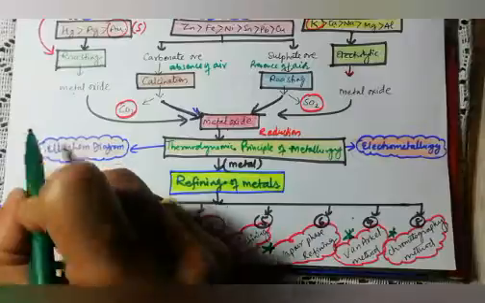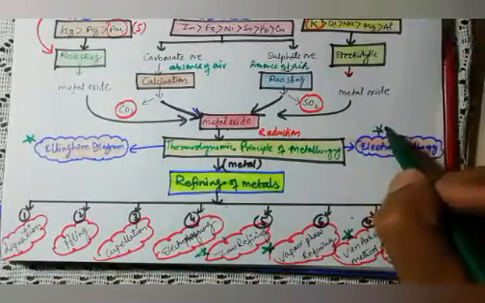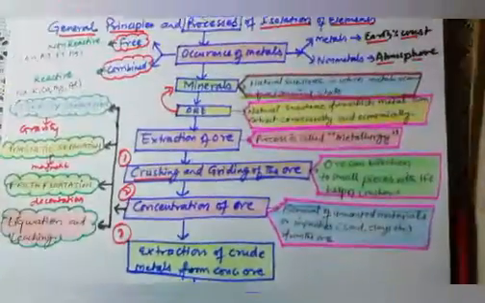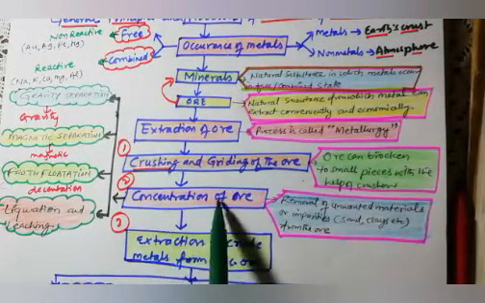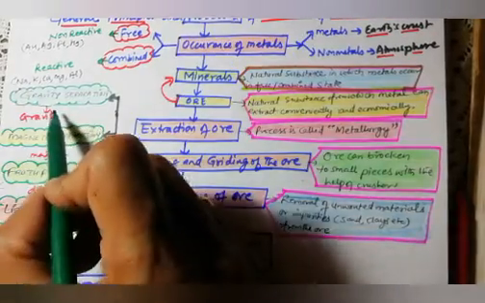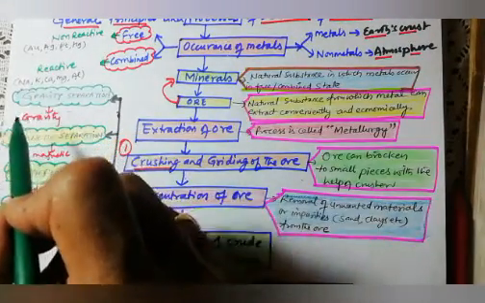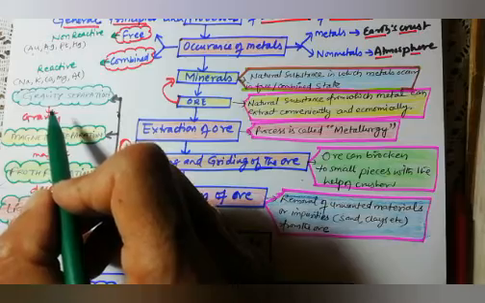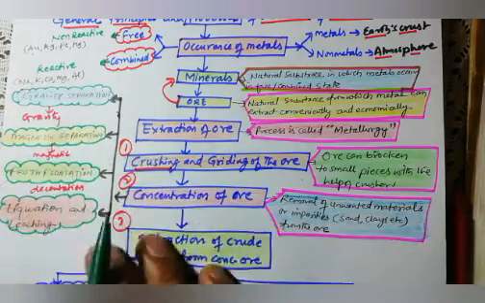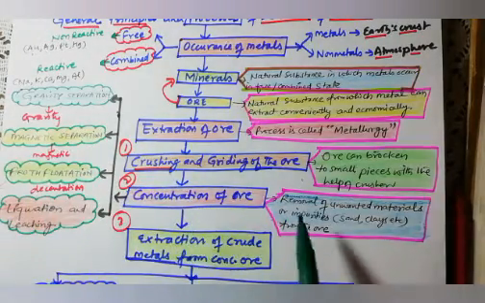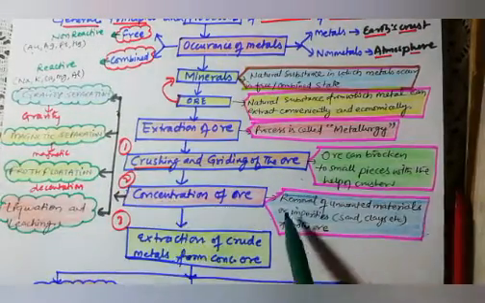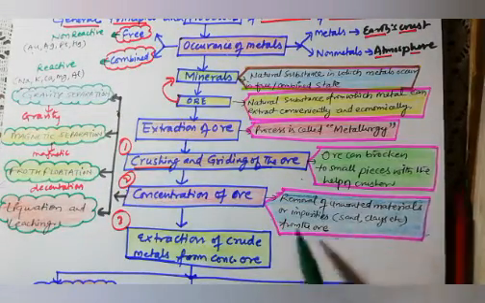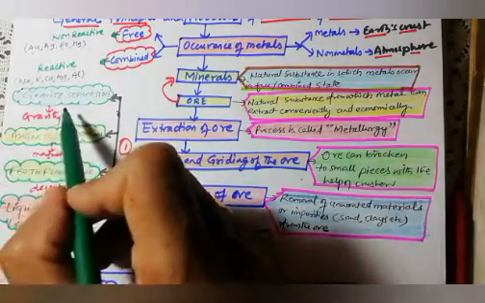But the most important topics are the Ellingham diagram and electrometallurgy. So one by one, today's topic is concentration of ore. In concentration of ore, the first method is gravity separation. Actually, what is concentration of ore? It can be carried out in the following ways depending upon the nature of the ore, but it is basically the removal of unwanted material or impurities from the ore. So first is gravity separation.